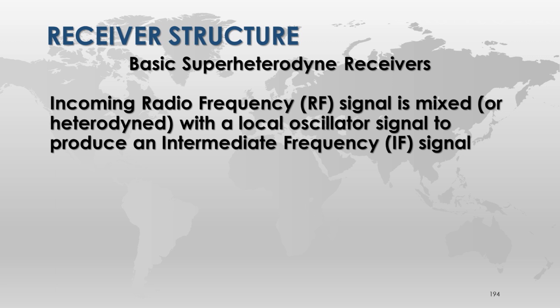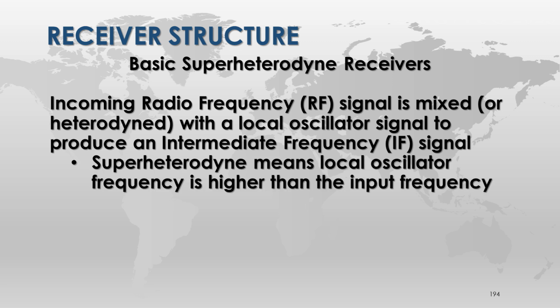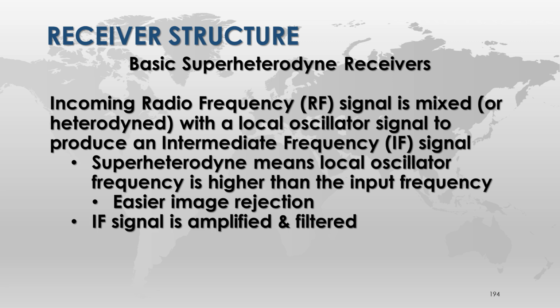Okay, so basic superheterodynes. The incoming radio frequency, RF, signal is mixed or heterodyned with a local oscillator to produce an intermediate frequency signal, or IF. Superheterodyne means the local oscillator frequency is higher than the input frequency. And it's easier image rejection, so the IF signal is amplified and filtered.